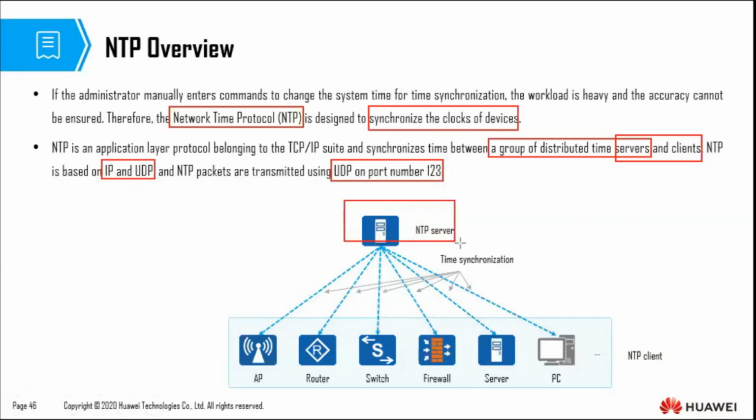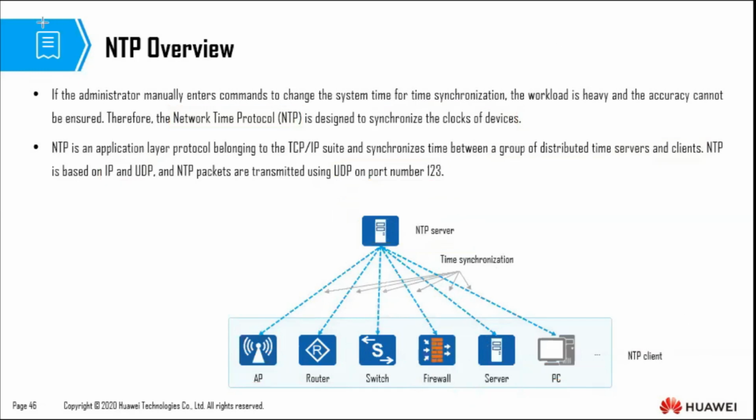Normally you'll have the NTP server, then your network devices like access points, routers, switches, firewalls, servers, PCs. They all can get time from the NTP server. So all of them are going to have the same time at any given point in time.